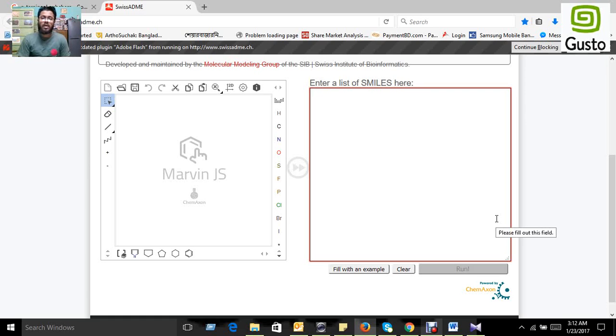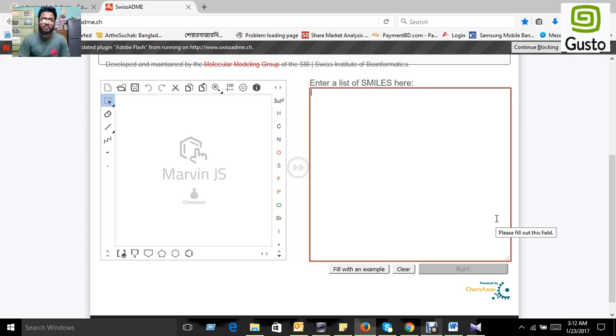Today we will learn how we can predict ADMET analysis by using the SwissADME server. It is an online server-based system. For any ADMET analysis, you can use this server. For prediction of ADMET, or absorption, distribution, metabolism, and excretion, we can use this server.